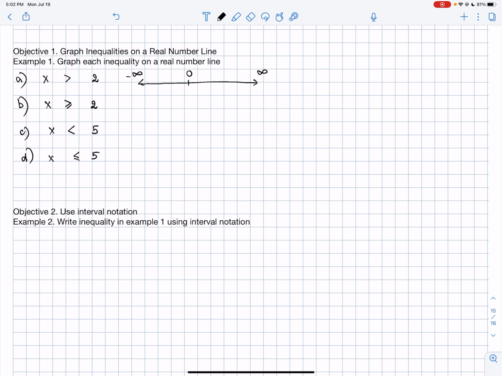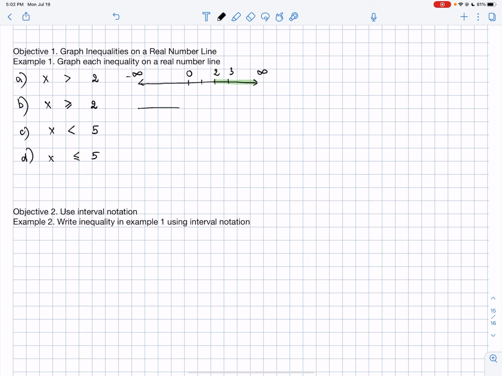And we have 2 on the right side of 0. Then we have 3 and so on. So the numbers that are greater than 2 are 3, 4, 5, and so on. They are on the right side of 2. We will highlight from 2 to infinity.